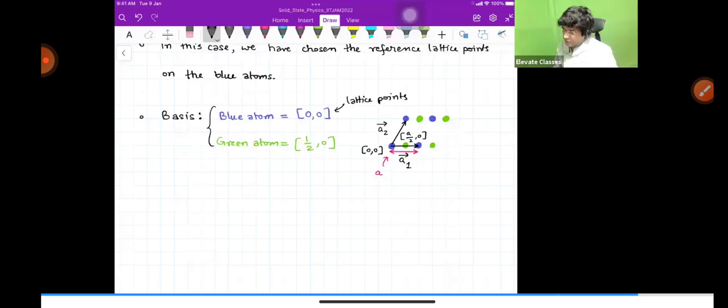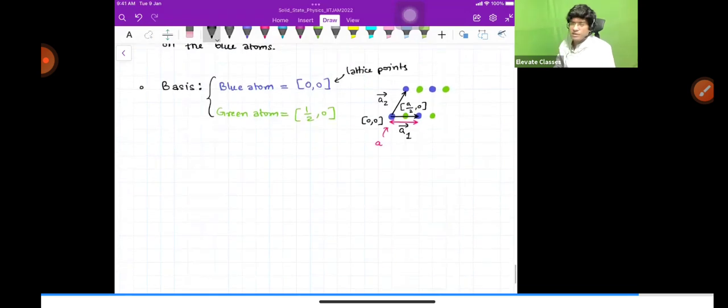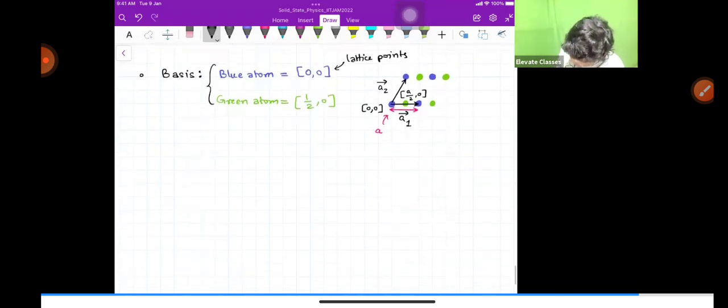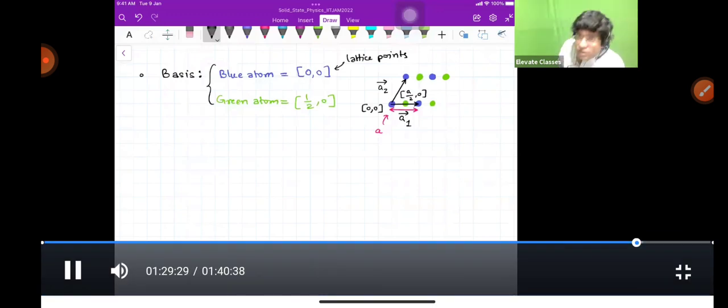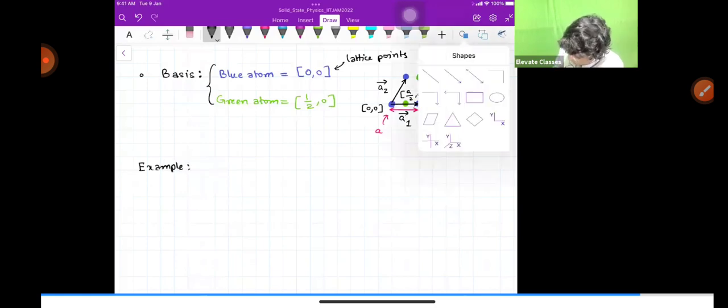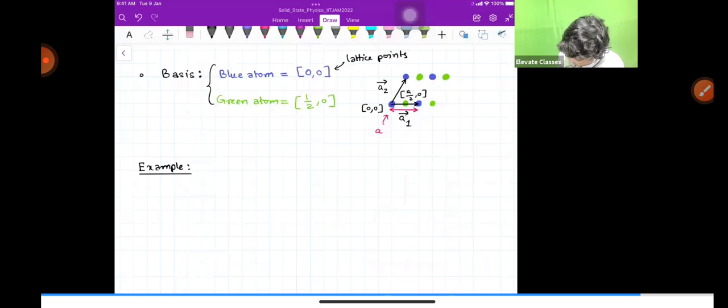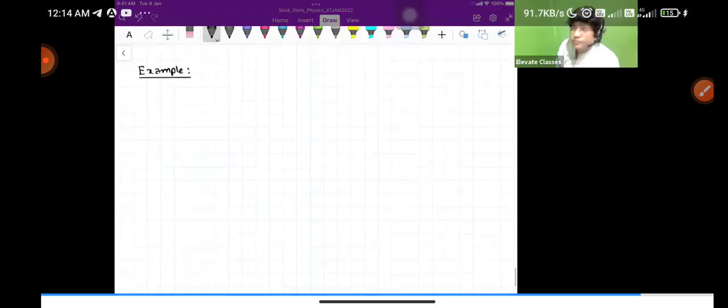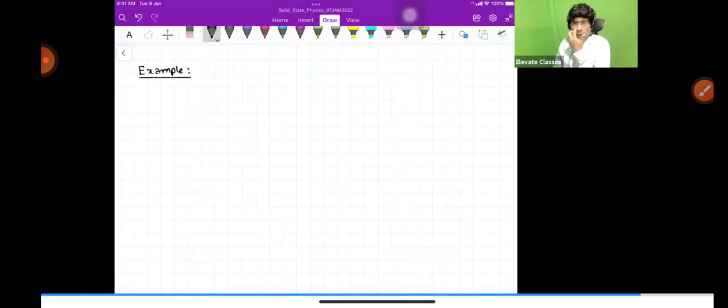Okay, रेफरेंस पॉइंट हमें पता चल गया, हम ग्रीन एटम को प्लेस कर सकते हैं. ठीक है, ब्लू तो एटम हमें पता चल गया, ब्लू तो हमें लैटिस पॉइंट्स पे रखना है. All right, so I will take another example. It will be like a more complicated structure. So example, अगर ड्रॉ नहीं कर पाए कोई बात नहीं, समझना जरूरी है, ठीक है.